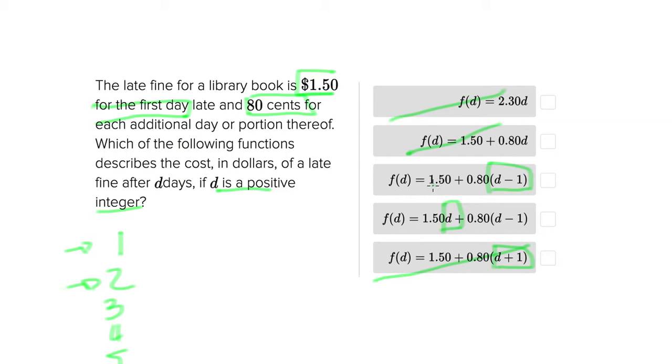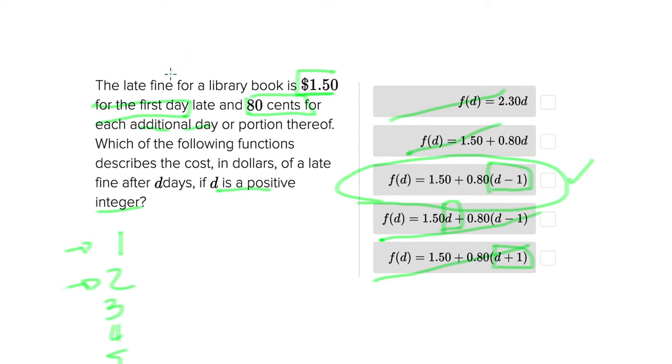So we're going to go ahead and plug number 2 in. If you're 2 days late, you have $1.50 plus 80 cents times 2 minus 1, which is 1. So you'd be paying $1.50 and 80 cents for each additional day. So you're only 1 additional day late, so 150 plus 80. And because this is only 1, it checks out. For this function here, if you were to plug in 2, you'd be paying $3 here, 150 times 2, plus 80 cents, which is far more than you would be paying on the second day late, according to what the word problem gives us. So this doesn't work out, and C is the right answer.